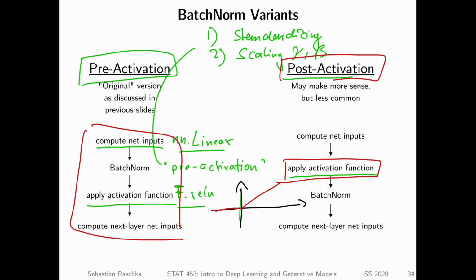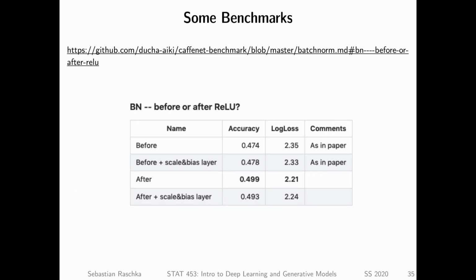In practice, people sometimes find this performs better. I was looking for some benchmarks, and I found this website here, the Caffe net benchmark. Caffe is a very old deep neural network library. I mean, not so old, but in terms of how fast the field evolves, Caffe is old. Here the researchers did some comparisons. I'm actually not sure exactly what this plus, scale, and bias means.